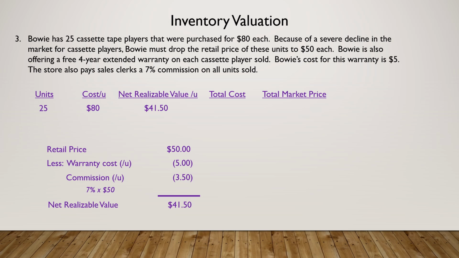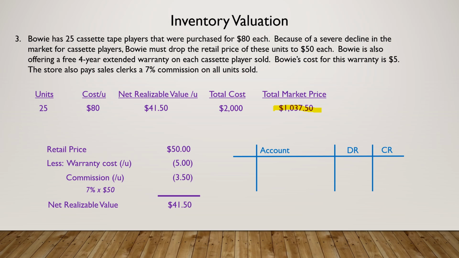Multiply out our total costs and total market price to get $2,000 and $1,037.50, respectively. Now, the market price is below the cost, so we need to book a journal entry to write it down.